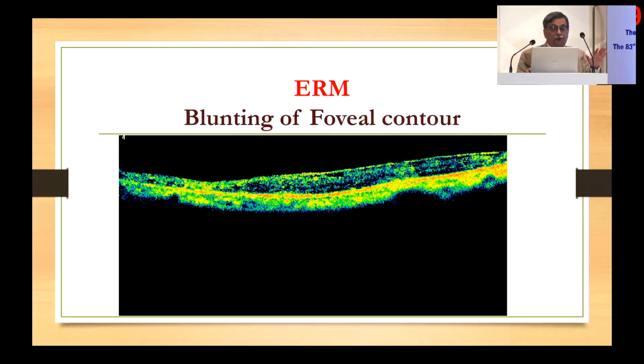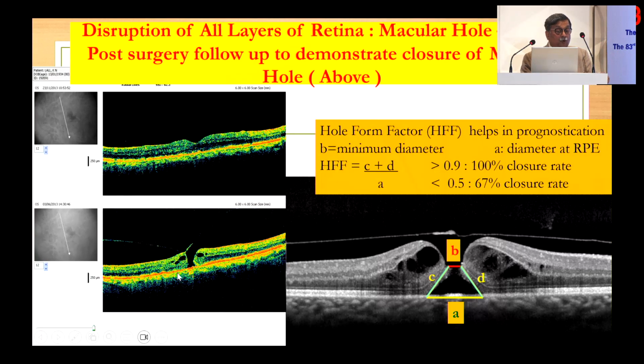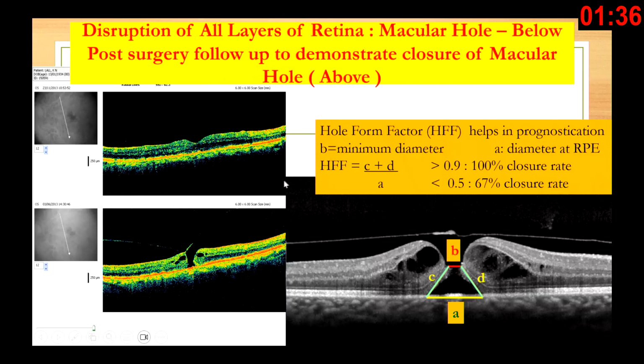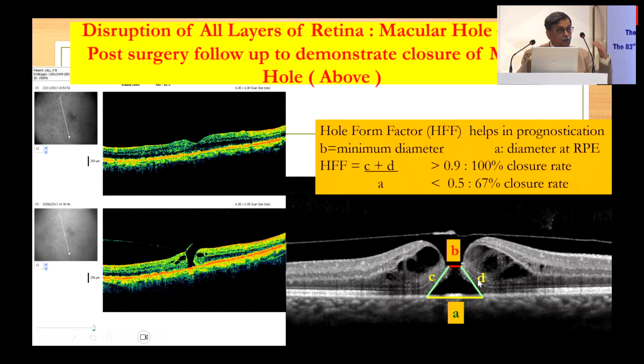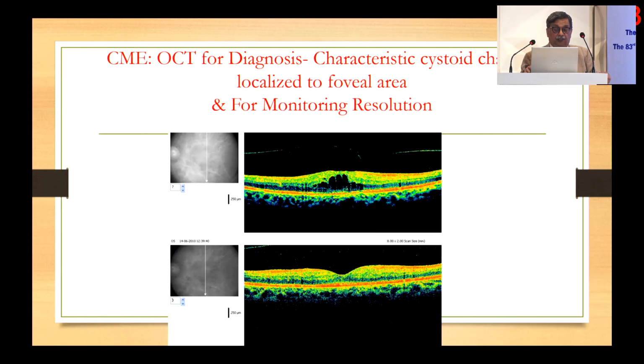Now there's another potpourri of disorders. The ERM, which you can see over here, separated from the retina, causes a blunting of the foveal contour, and may require treatment by surgery. Macular hole, is it going to do well? If you look at this and you see the ratio of these two side walls to the base, and if that is more than 0.9, there's a very, very high chance that the hole will close. If it is less than 0.5, the closure rate goes down significantly. So you can actually predict the closure rate based on your OCT.